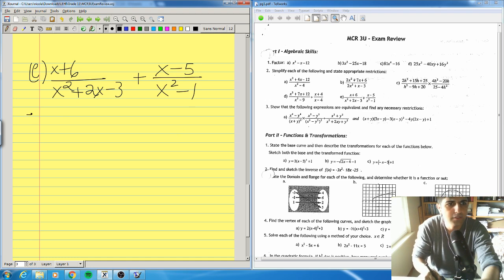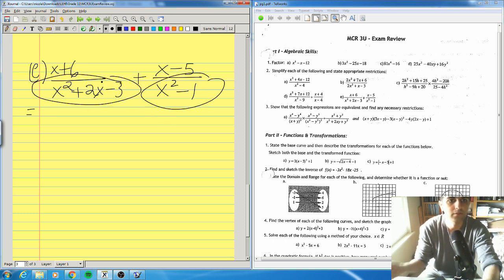Okay, so in this situation you don't need to flip anything because you're not dividing, right? You're not doing x plus 6 over x squared plus 2x minus 3 divided by this term, right, this quotient. You're just adding. But I still have to state restrictions. That doesn't change. So restriction here and restriction here. So this can't be 0, all right, and that means that x can't be plus or minus 1.